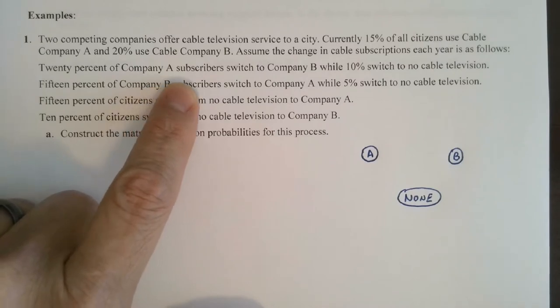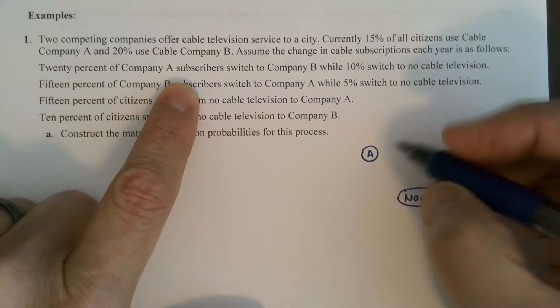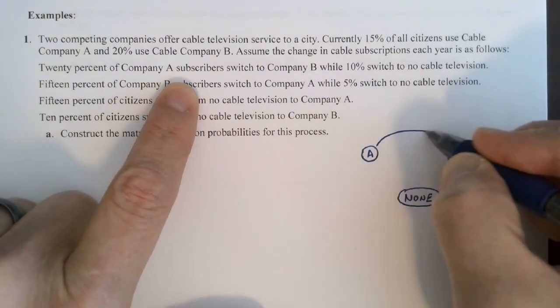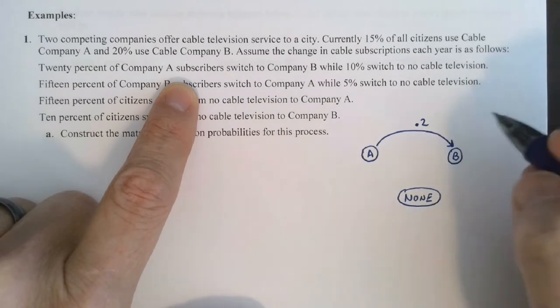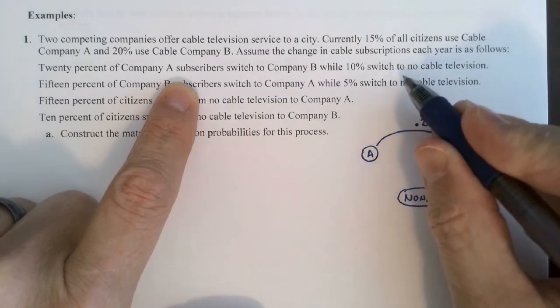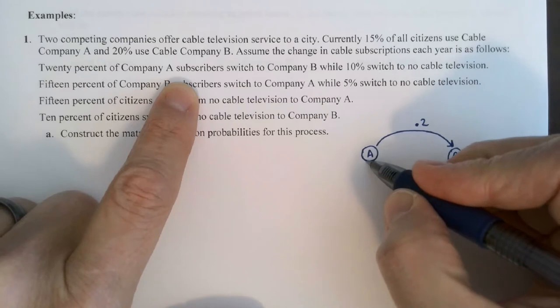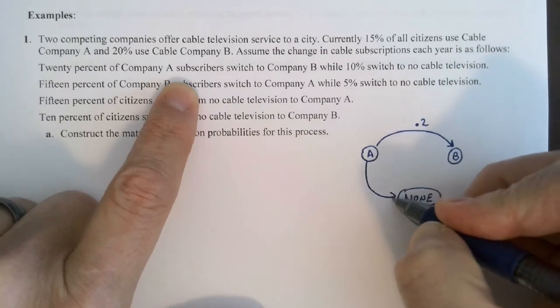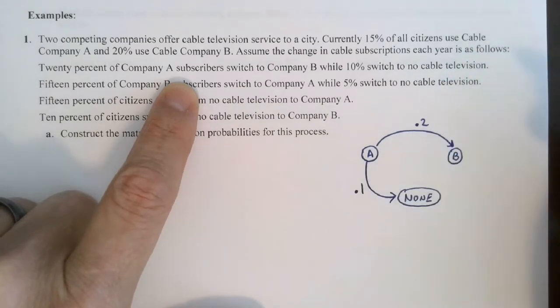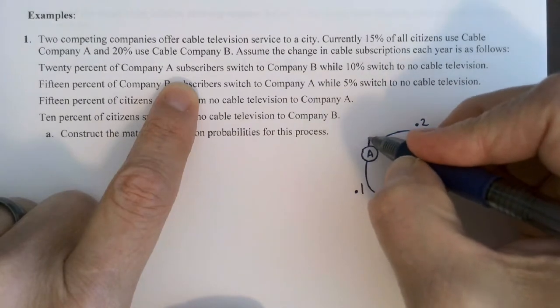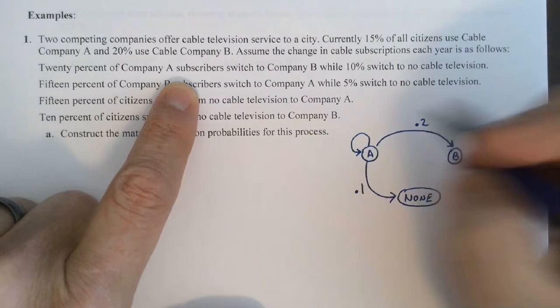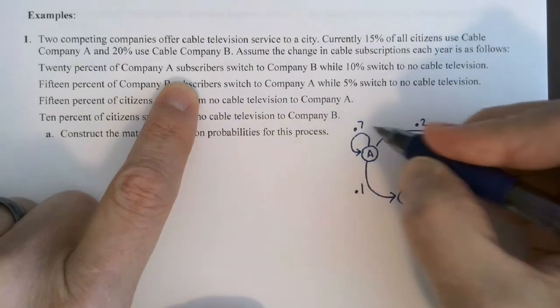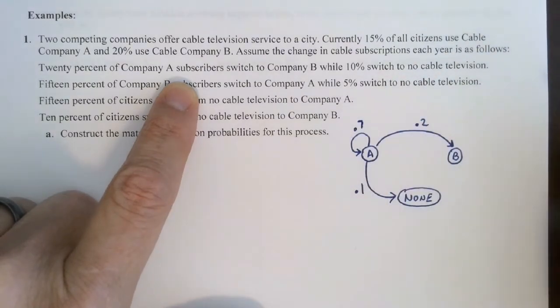20% of company A each year will switch to company B. So from A to B, we have 20%. Let's just write that as 0.2. And then 10% go from company A to no cable. They cut the cord, right? 10%. Of course, what's that leave then? We need to always think about how many are going to stay with company A. 20% leave, 10% leave. That's 30% total. That leaves 70% staying with company A.